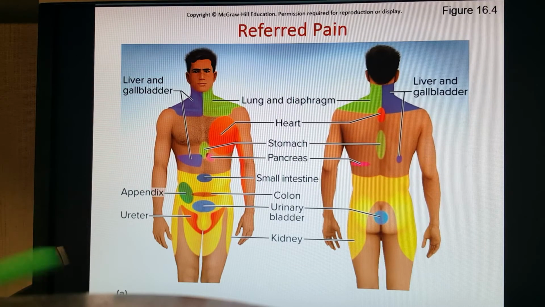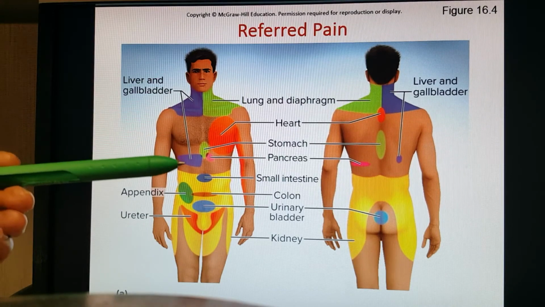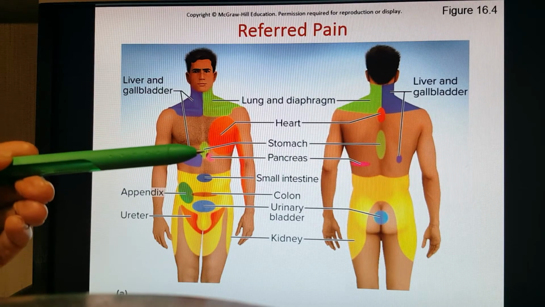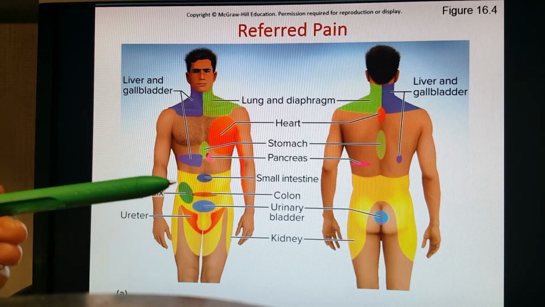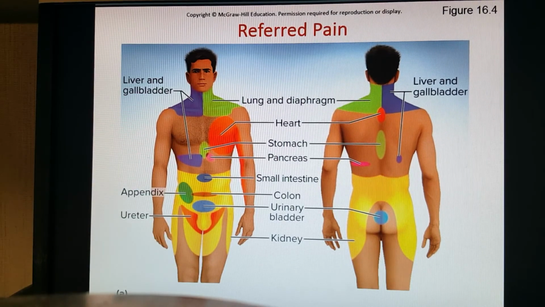So some of them, they're close to where they should be located. This one technically not, but oh well. Liver and gallbladder, so we do have it in the area where it should be. Stomach is kind of near your stomach area. Appendix, near your appendix. Colon, near your colon. So still close to the regions where they're located for that pain, but still not the exact location of where the problem is.